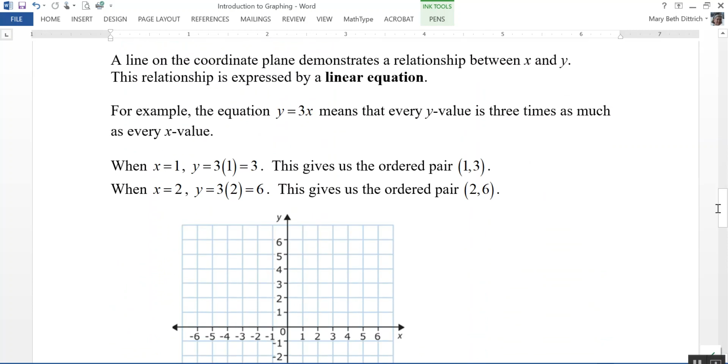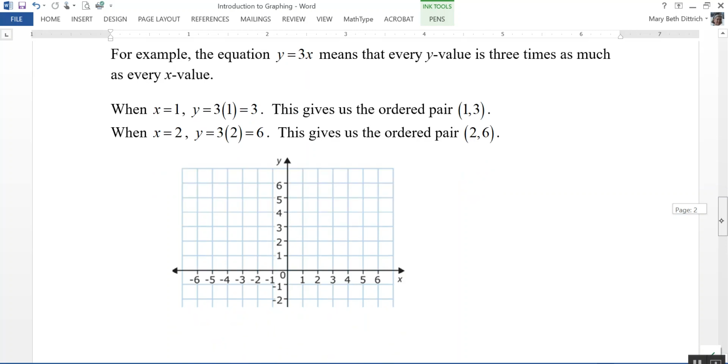A line on the coordinate plane demonstrates a relationship between x and y. This relationship is expressed as a linear equation. For example, the equation y = 3x means that every y value is 3 times as much as every x value. So for example, when x is 1, we would put 1 in here for x, and we would have that y equals 3 times 1, or y is equal to 3. This gives us the ordered pair (1, 3). When x is 2, y is equal to 3 times 2, which is 6. This gives us the ordered pair (2, 6).